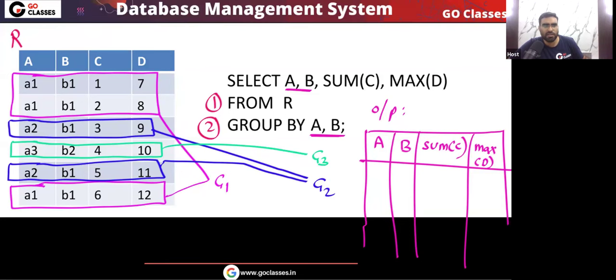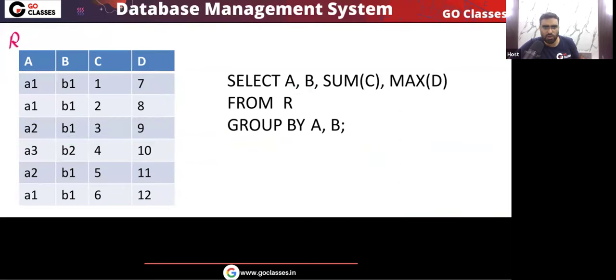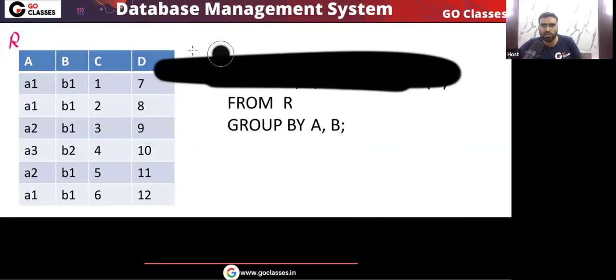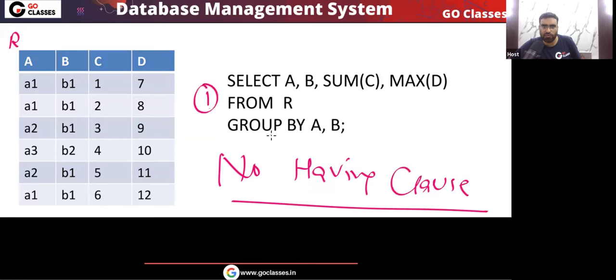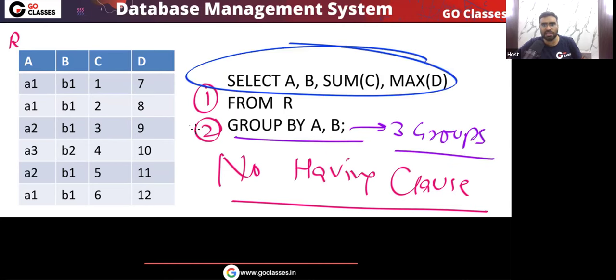Yes or no? There is no having clause. At this point, just one thing I want to tell you. Once you have found the groups, do you even care about this statement? See, there is no having clause. First, you do this, then there is no where. You don't have to filter the tuples. Then you create groups. You got three groups. Now, do you care about this first statement? Does it matter? Do you worry about the first statement? No, forget about it. The answer will be three tuples, three groups, three tuples.